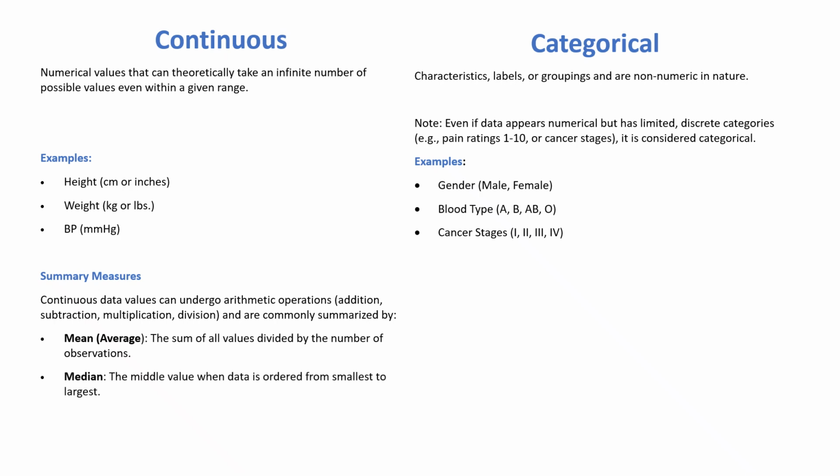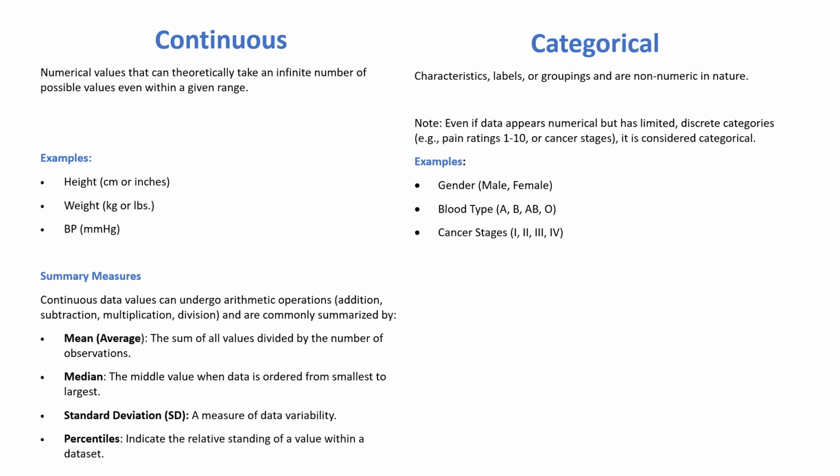Or we summarize them by the median, which is simply the middle value when the data is ordered from smallest to largest, or vice versa. We sometimes also provide the standard deviation, which is in fact a measure of data variability. We'll learn more about standard deviation in the next few lectures. They can also be summarized by providing percentiles. We'll learn more about that in coming lectures too.